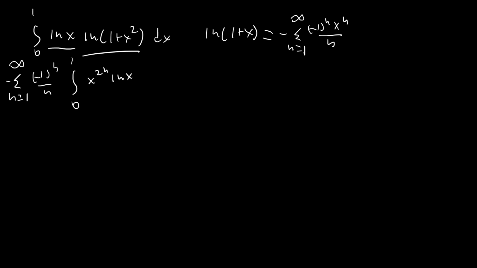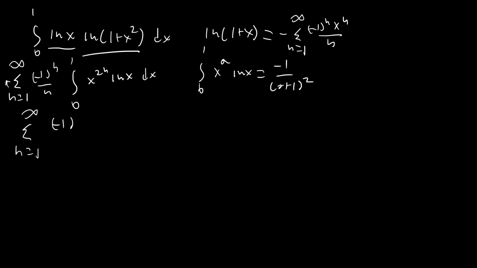All right, so this is what we have, dx, and the integral from 0 to 1 of x to the a ln x is just negative 1 over 1 plus a squared. So this negative sign is going to come out. We're going to have the sum from n equals 1 to infinity of negative 1 to the n over n times 2n plus 1 squared.